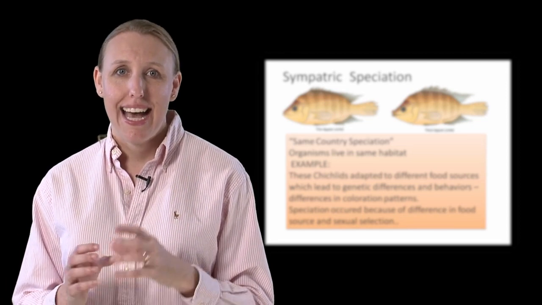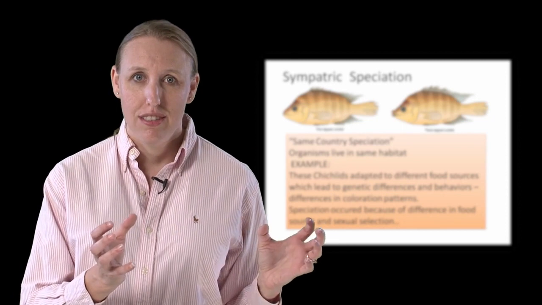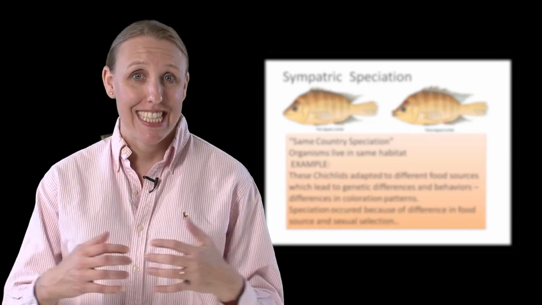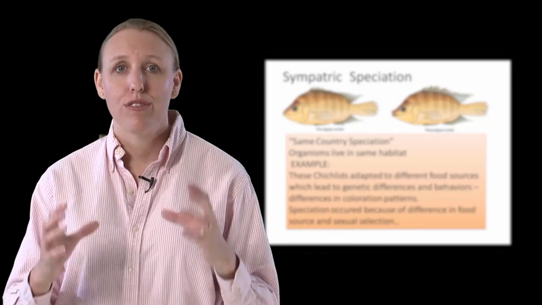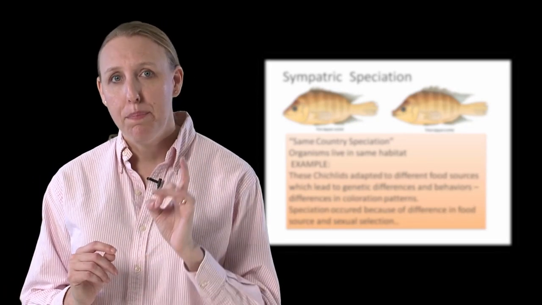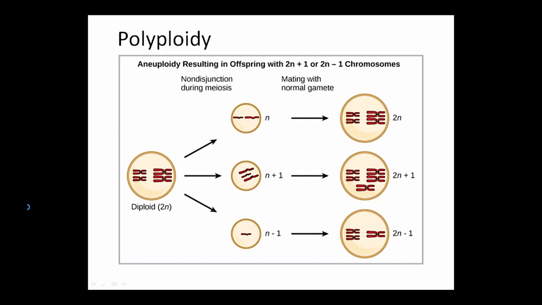So remember, allopatric, physical separation. Sympatric, there is not a physical separation. However, you still have a reproductive barrier. Another sympatric mechanism with plants is polyploidy. Polyploidy is going to occur when you have nondisjunction during meiosis, and so you get a gamete that may have more or fewer chromosomes. So just to review, basic aneuploidy, where you get a different number of chromosomes, is due to nondisjunction. Your chromosomes don't separate properly.